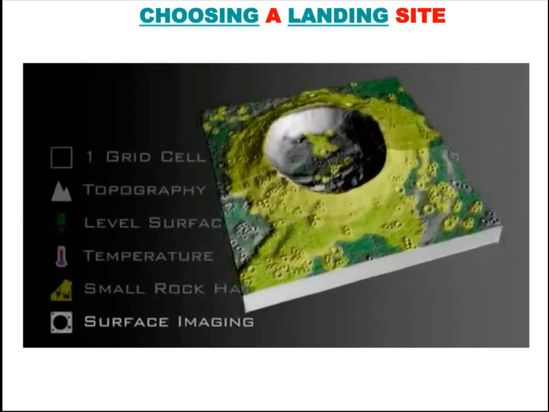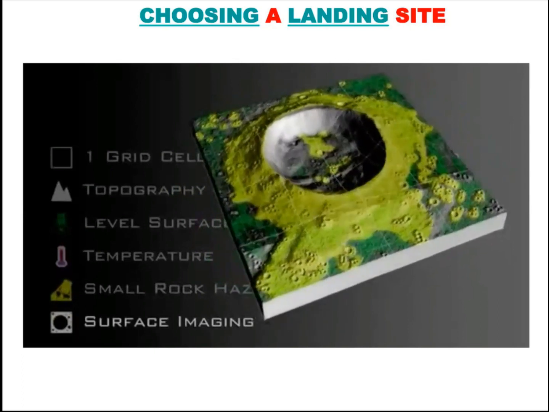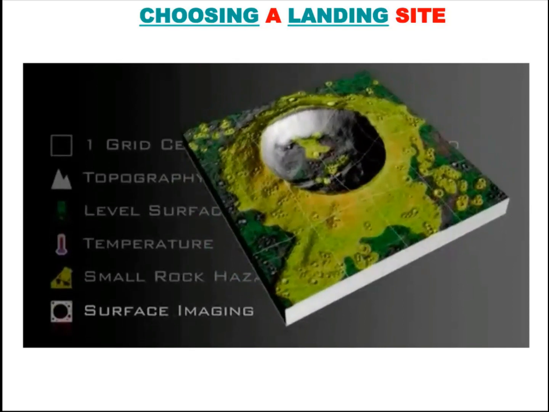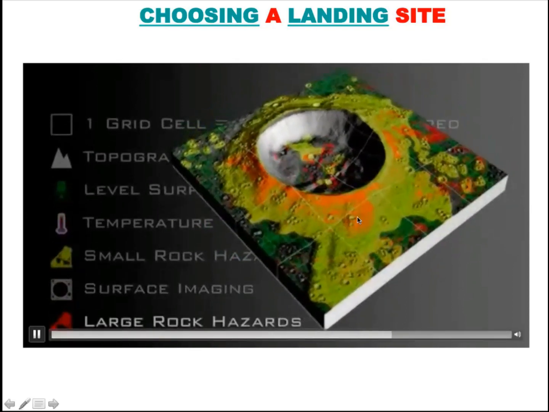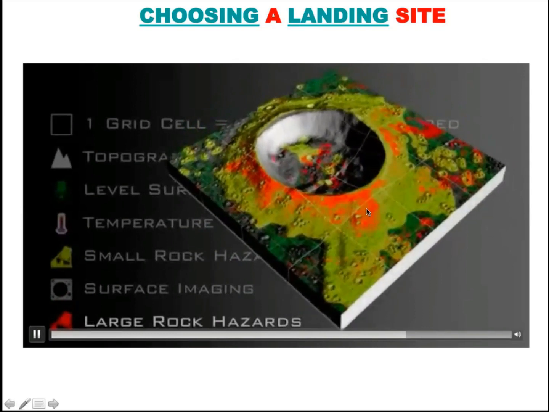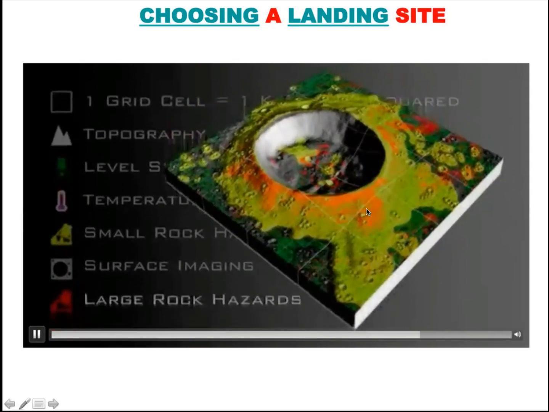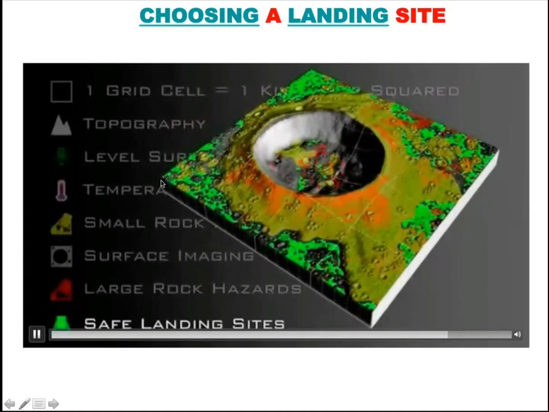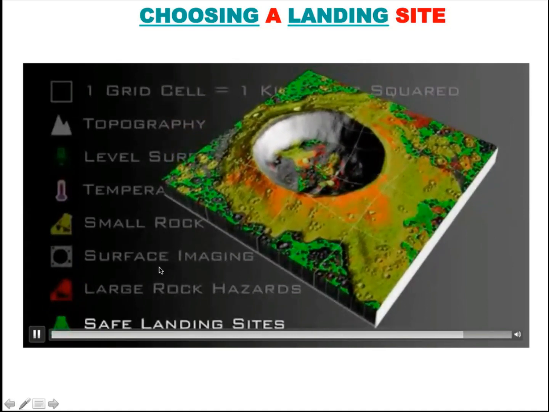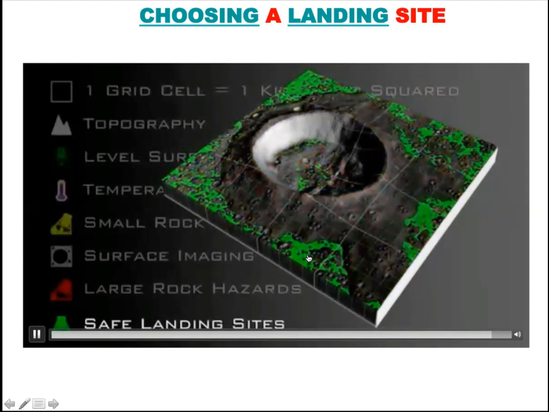Then the entire surface will undergo a series of imaging. So these red regions are where large rock hazards are, which means that these sites are not suitable for landing. You can notice that all these parameters are geological aspects only, and based upon that, scientists can identify or demarcate a safe landing site. So here also, a geologist can play a major role.